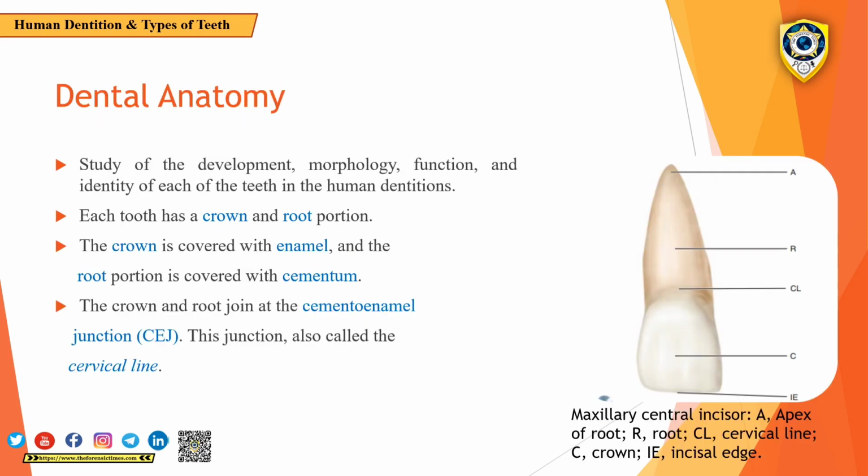So the anatomy of a tooth can be divided into roughly the crown, neck, and the root. So the crown portion is that region of the tooth that is visible when you smile. The entire crown is covered by enamel. The root portion of the tooth is present in the bony socket in either the upper jaw or the lower jaw. The upper jaw is known as the maxilla and the lower jaw is known as the mandible. So the root portion is covered by cementum. Now the region where the crown and the root come together is known as the cemento-enamel junction or the CEJ, also referred to as the cervical line. This region is the neck of the tooth.